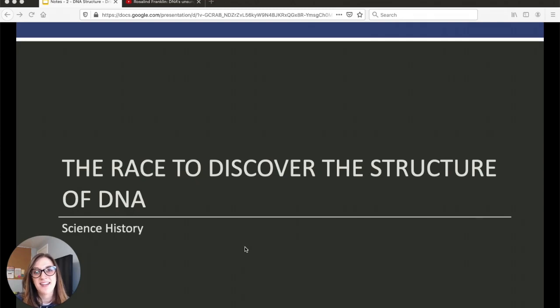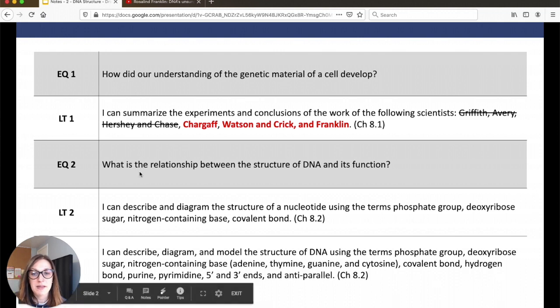Hey biologists! In this set of notes we are going to be learning about the history behind the race to discover the structure and shape of the DNA molecule. We're going to be learning about essentially the structure of DNA and its function.